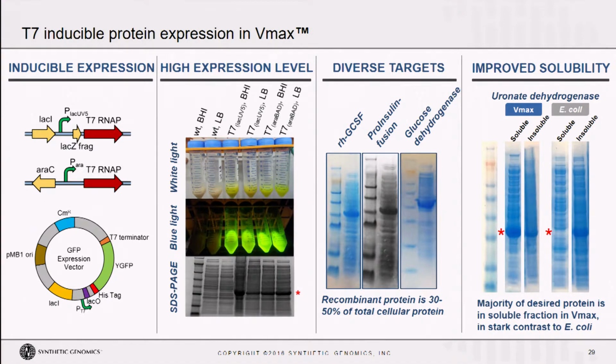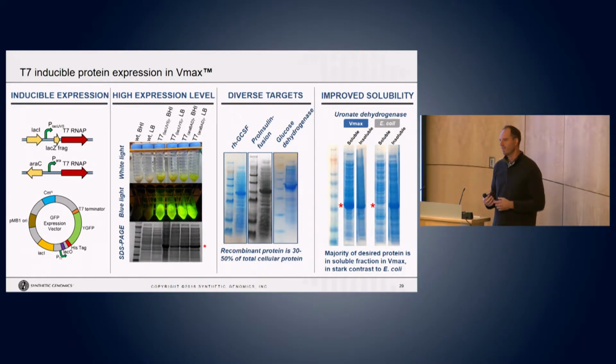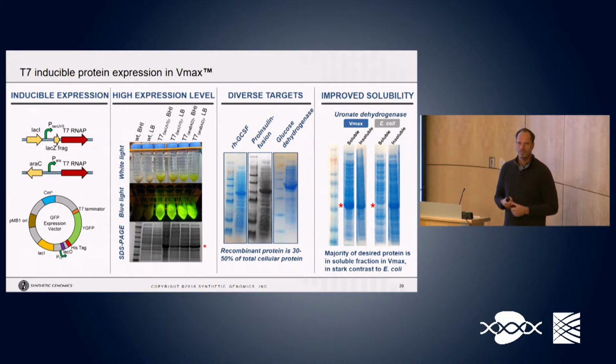One of the things that many of you may be familiar with is if you try to express proteins in E. coli, some of those proteins are toxic to E. coli, or the proteins are not toxic, but they make the cells very sick, or that protein is expressed, but it goes into the insoluble form. What we're seeing with our early data with Vmax is it seems to capture a wider range of proteins that can be expressed and are found in the soluble fraction, which can really help facilitate the downstream processing of those proteins.